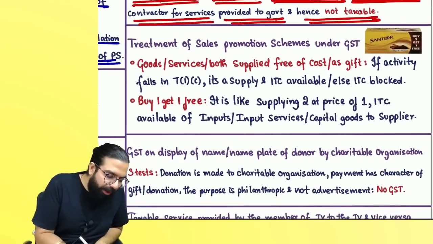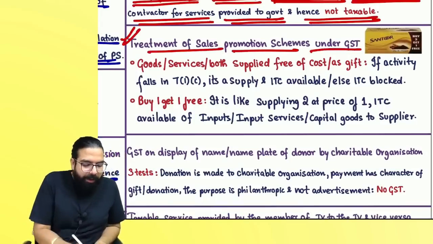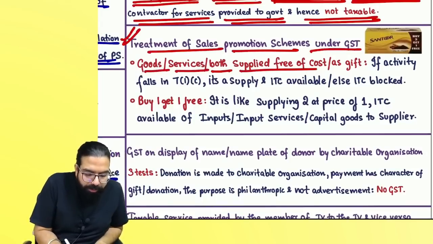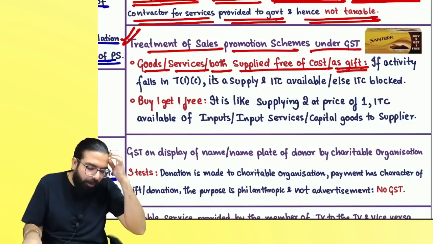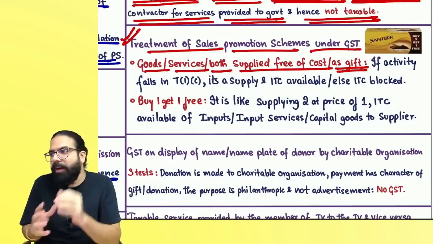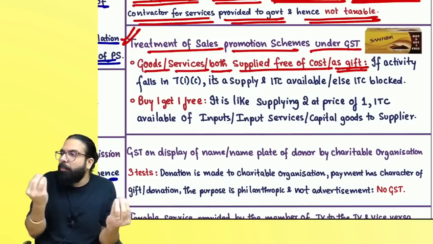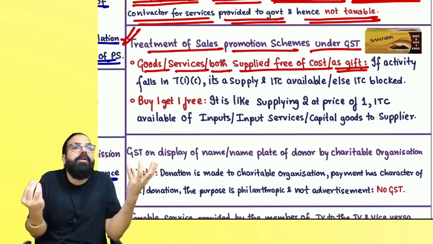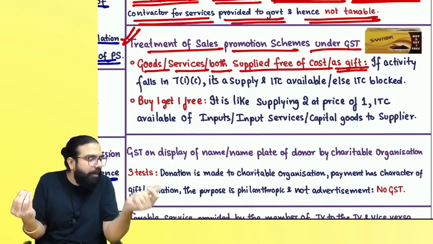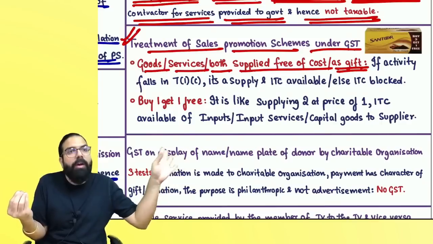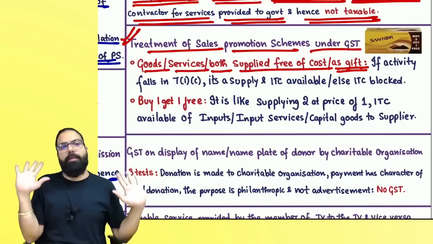The next one over here is treatment of sales promotion schemes under GST. Sir, goods, services or both supplied free of cost or as a gift. For example, I went ahead and bought one thermometer, and I gave the thermometer away free. Always remember, I had taken the ITC on the thermometer. It's a permanent transfer of business asset on which I had taken the ITC, and under 7(1) it is a supply. If it is a supply, ITC will be allowed.